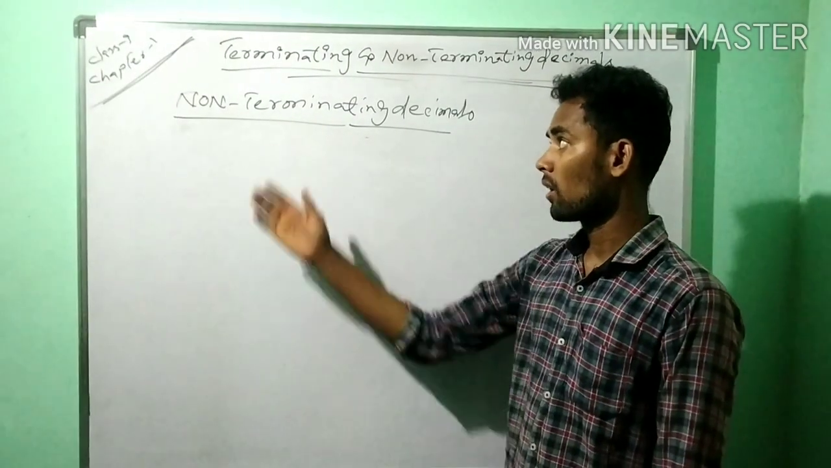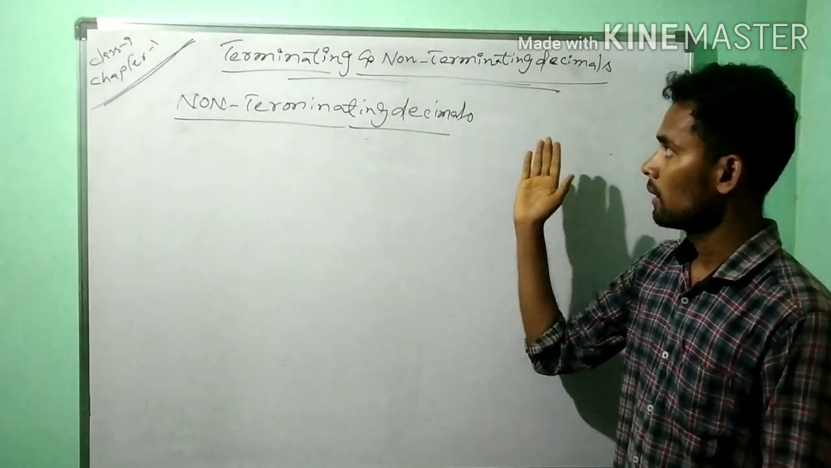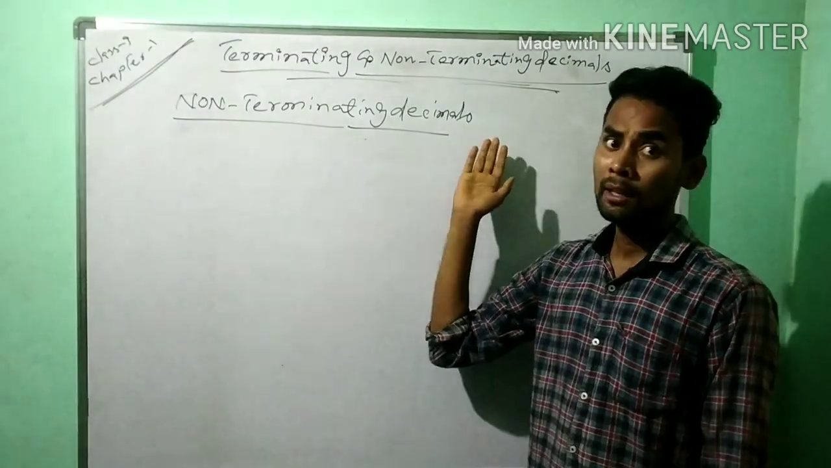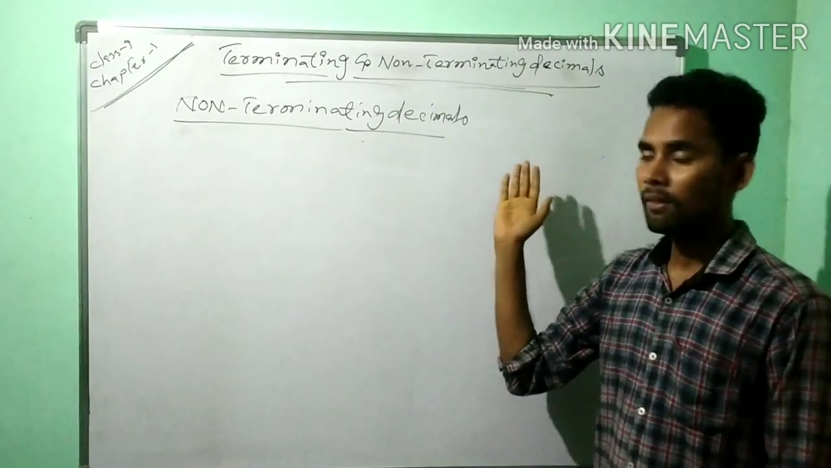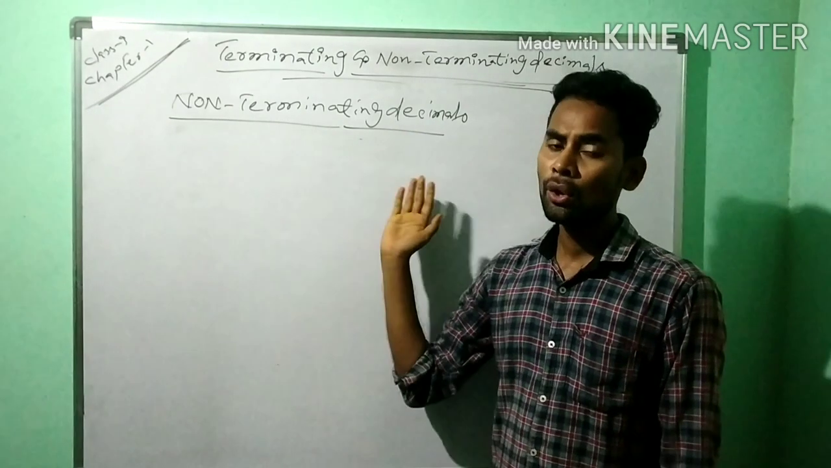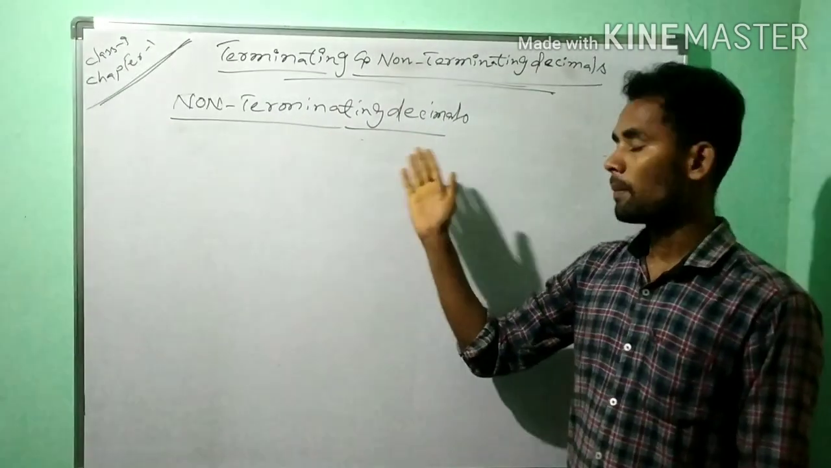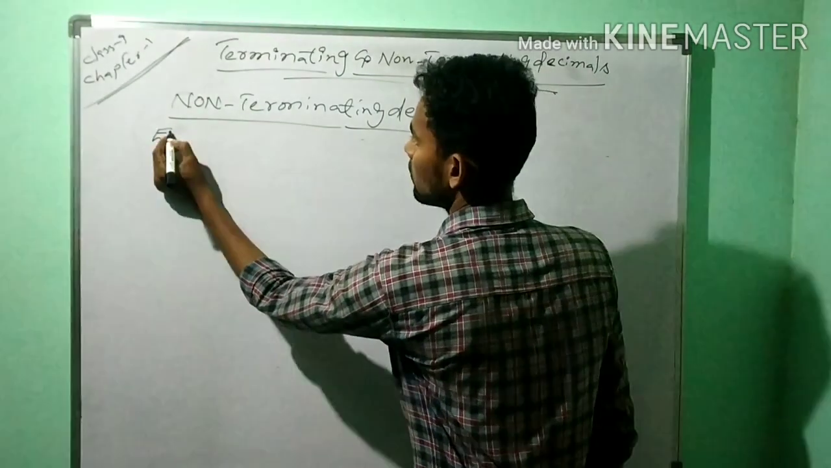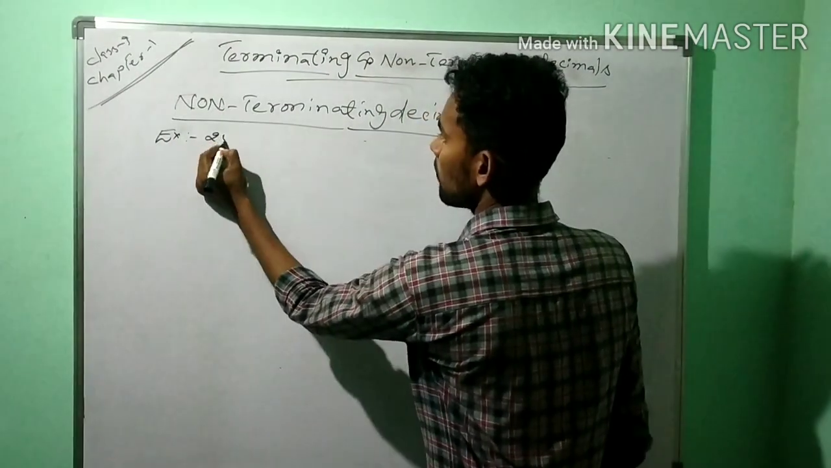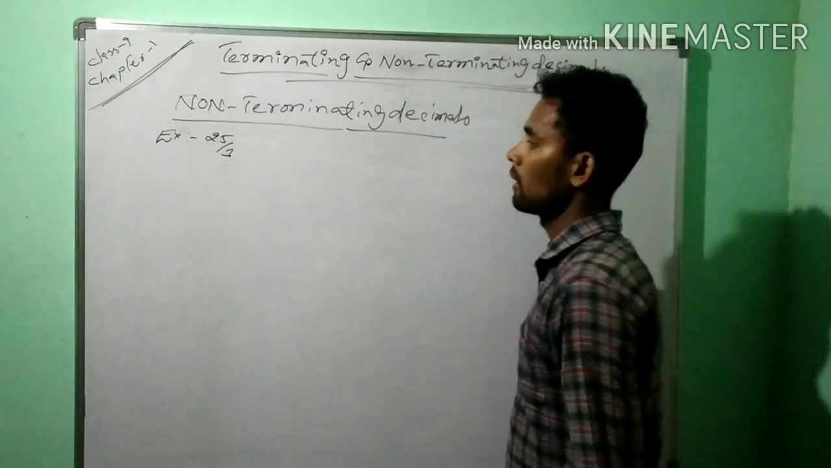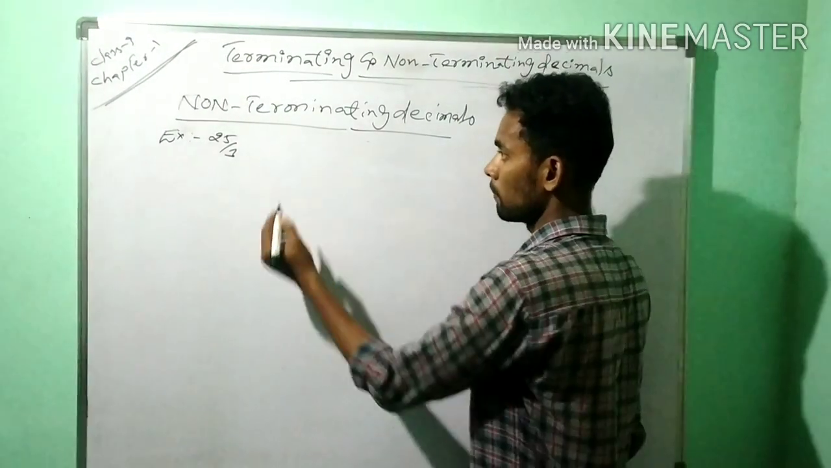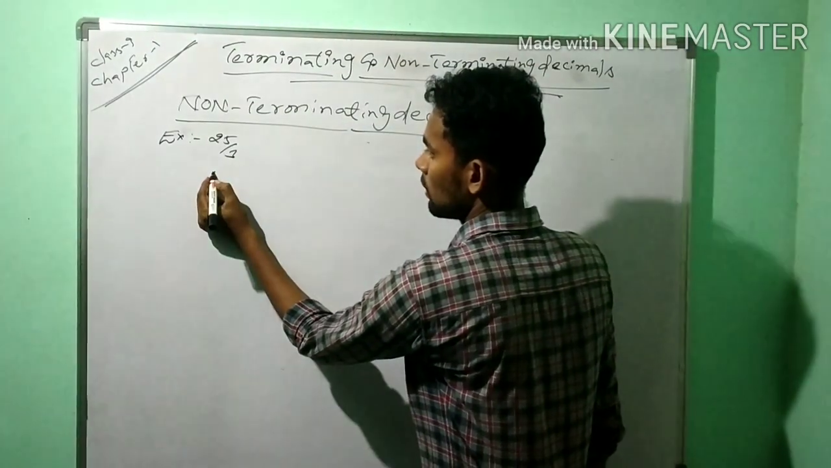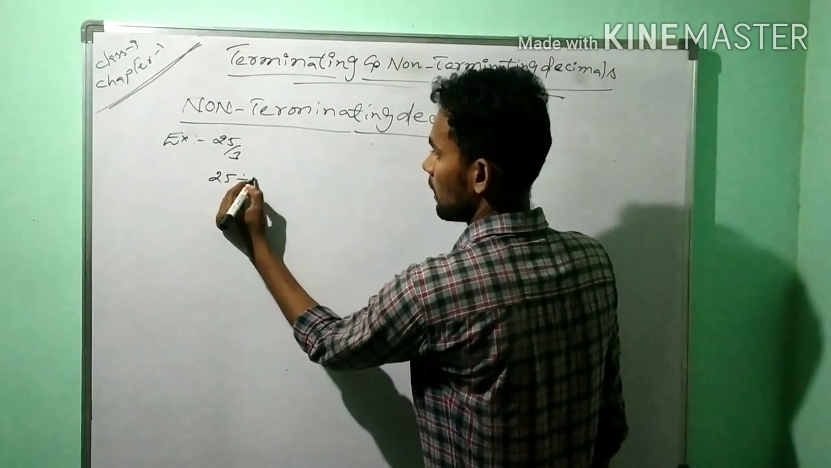Next, let us discuss non-terminating decimals. Non-terminating decimals are those numbers which keep on continuing after the decimal point. For example, 25 by 3. Convert it into decimal form. 25 divided by 3.